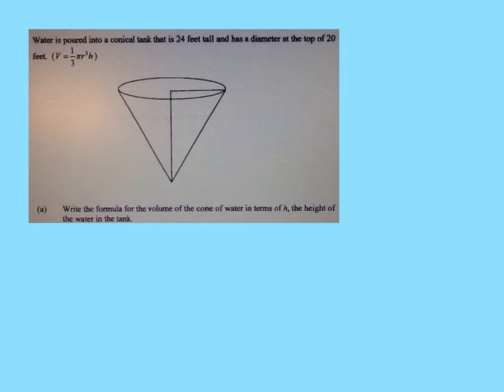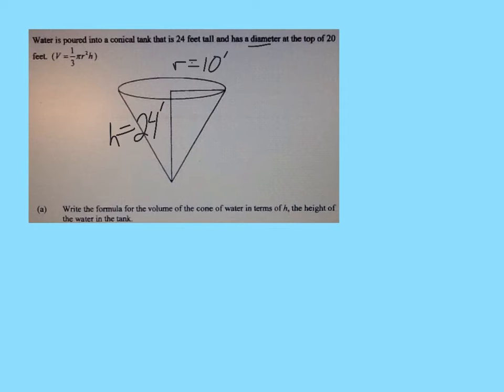All right, we have water being poured in a conical tank that is 24 feet tall and has a diameter of 10 feet. So an inverted cone, very typical with AP. So one of the things we want to note here is that my height is 24 feet. Now it says the diameter is 20, so that means my radius is 10 feet. And we're going to write a formula for the cone in terms of h.